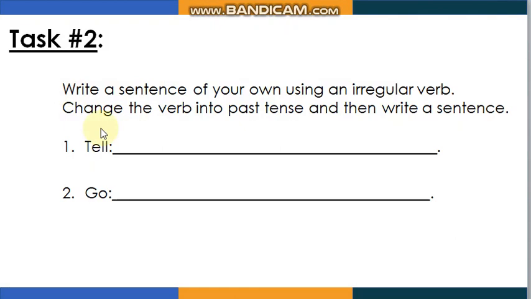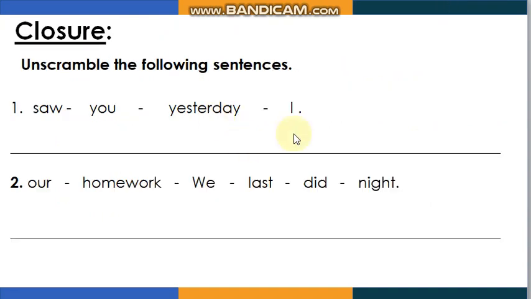And here we go. Write the sentence of your own using an irregular verb. Change the verb into past tense and then write the sentence. So it's your turn to write two sentences, okay? But remember, use the past tense. So it means you're gonna change the verb. So do it. And at the end, there are two sentences, but there is a mess everywhere, and what you need to do is to arrange these sentences, okay?